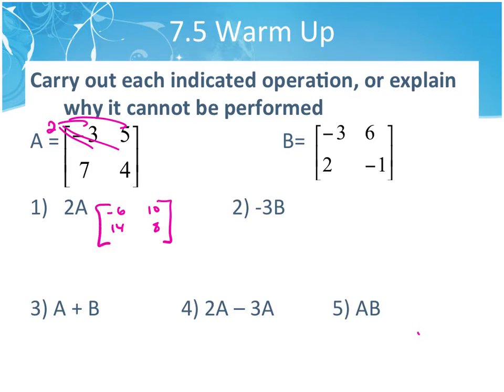For 2, it says negative 3B, so we're doing negative 3 times all the parts of B. 9, negative 18, negative 6, and positive 3.